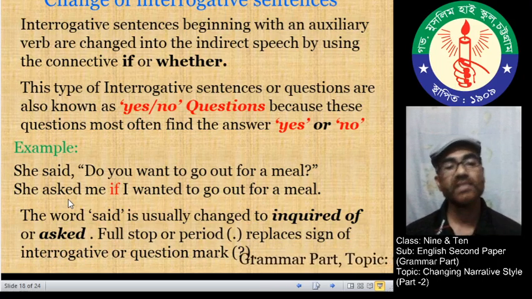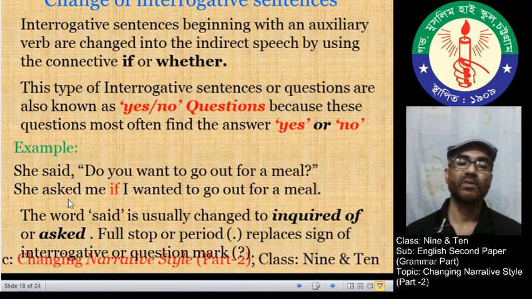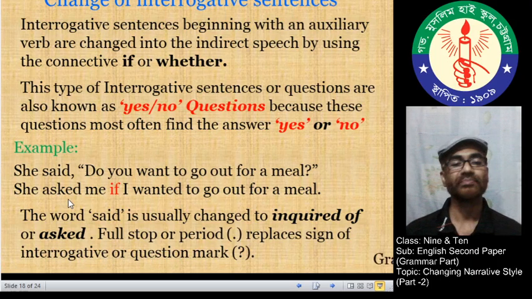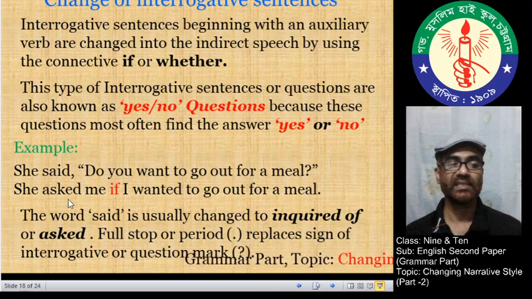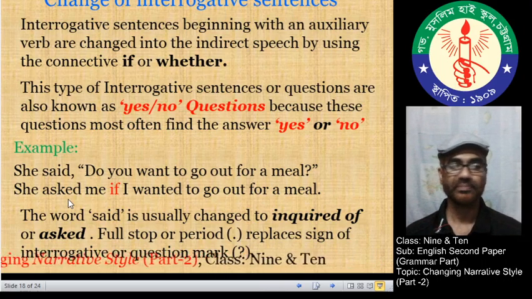Okay, a full stop or period replaces the sign of interrogation or question mark. So there is no question mark in interrogative speech, and here we use just a full stop.